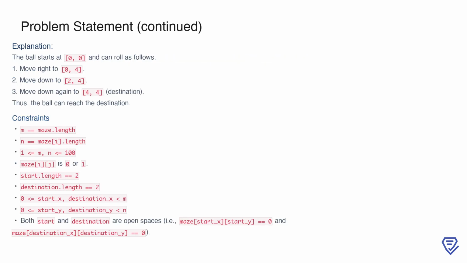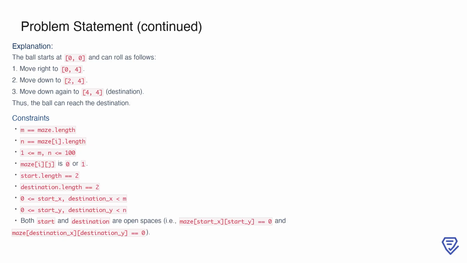In the third example, the ball starts at 0, 0, and rolls as follows. First, it moves right until it reaches 0, 4, the top right corner. Then, it rolls downward to 2, 4. From there, it continues rolling down to 4, 4, which is the destination. Since the ball successfully reaches the destination in this case, the output is true.